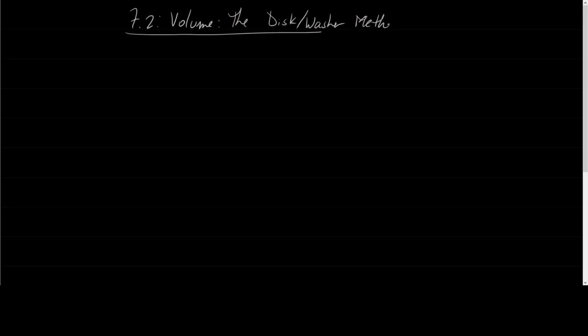This is Chapter 7, Section 2, so 7.2, which is regarding volume, specifically the disk washer method. Technically, there are two different methods, the disk and the washer method. All right. So we'll first discuss the disk method, and then we'll talk about the washer method and see why it's very similar. So first, let's recall something.